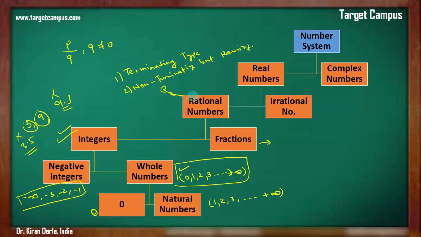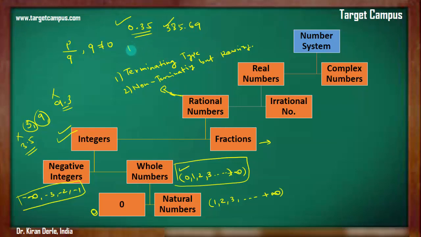What does this mean? Let us understand with one example. If we get 0.35, is this a terminating fraction or a non-terminating fraction? This is a terminating fraction, so this would come under rational numbers, right? And 385.69, is this a terminating or non-terminating? Terminating. So this is a rational number.